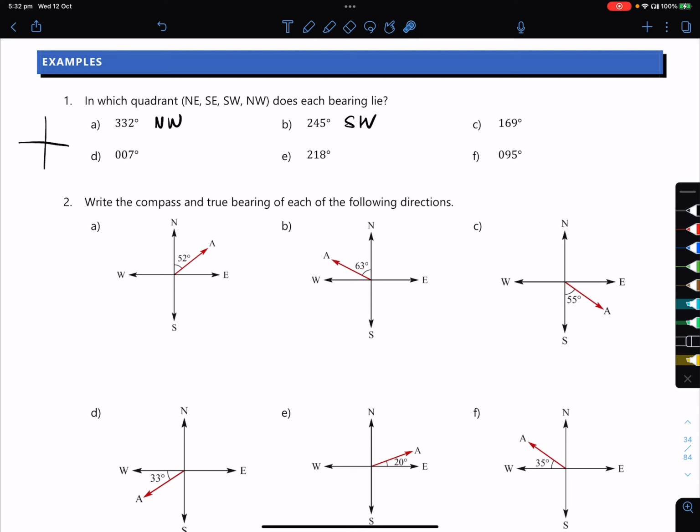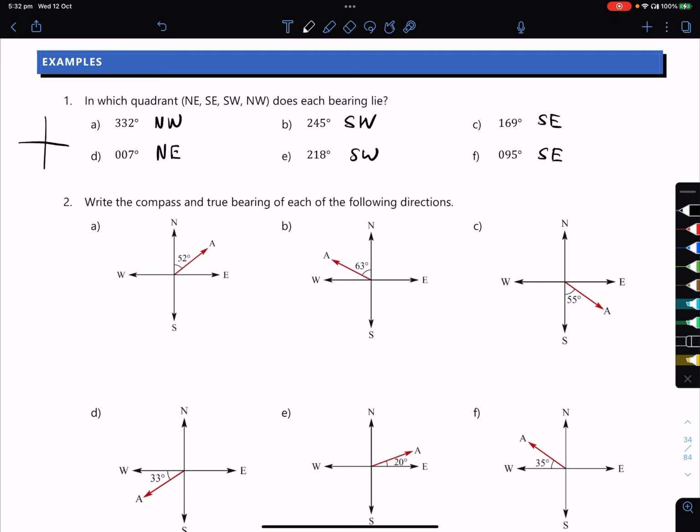169 is going to be past 90, but before 180, so that's going to be in this direction. Whereas 7 degrees will be this way. That's the angle, which is 7 degrees. So that's northeast. 218 degrees, though, will be a bit more than 180, but under 270, so it's pointing this direction, which is southwest. And 95 degrees is a bit more than 90, so it's around here. That's in the southeast direction. So all we're doing is identifying which quadrant it's at.